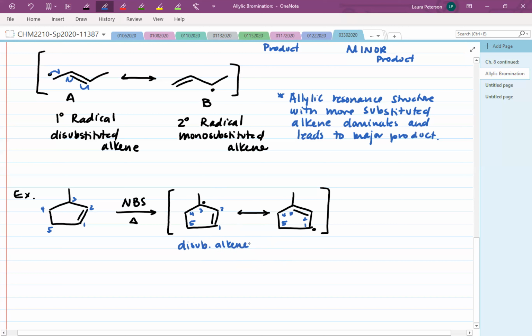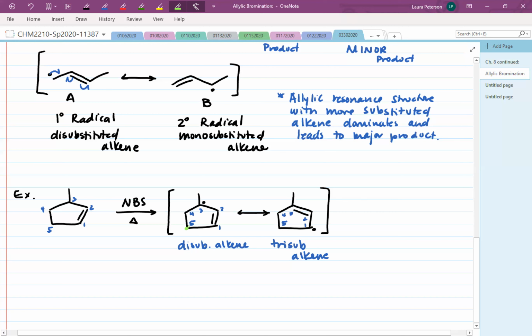And what's the substitution pattern on the one on the right? Well, it's a trisubstituted alkene, right? Because, let me just point them out, it has this carbon and that carbon bound to the carbons of the alkene. So it would be trisubstituted, whereas up here I only have carbon 3 and carbon 5 bound to the two carbons of the alkene, so it'd be disubstituted.